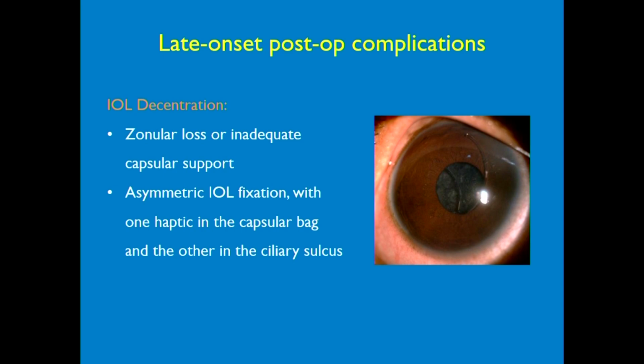IOL decentration can happen when we have not assessed either on table or just prior to surgery. So if we are trying to put a lens when the zonular support is very less, or we have put one haptic in the bag, one in the sulcus, we can get late decentrations.